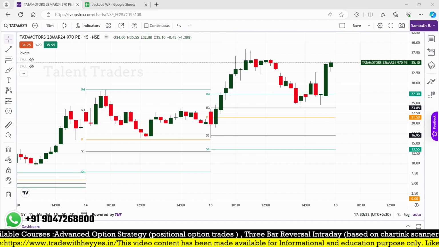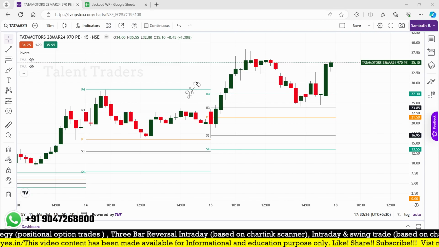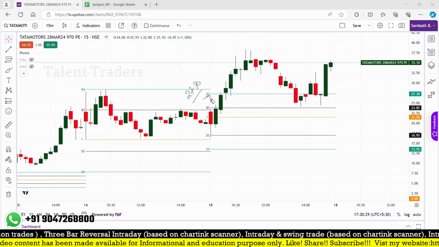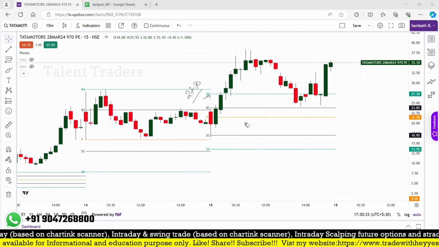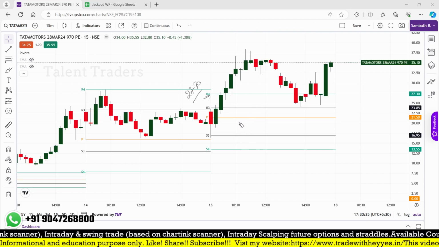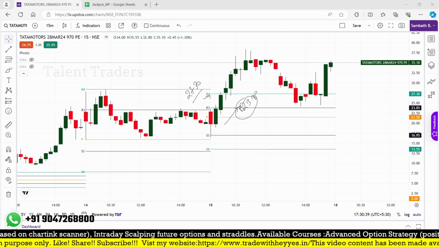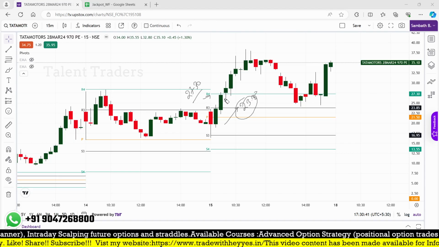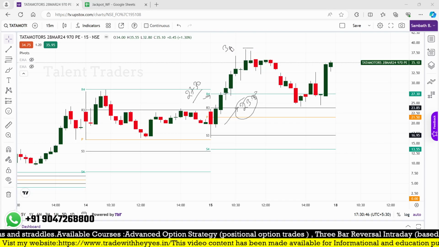So if I'm looking for a break, 27.3 is the Camarilla level, the R4, and I keep my stop loss below 23 or 21. My risk ability, you can keep any of this. So maybe I'm giving this as my stop loss, 23.85. So nearby 3.5 rupees is my stop loss from that entry, and this option went to 37 nearby.